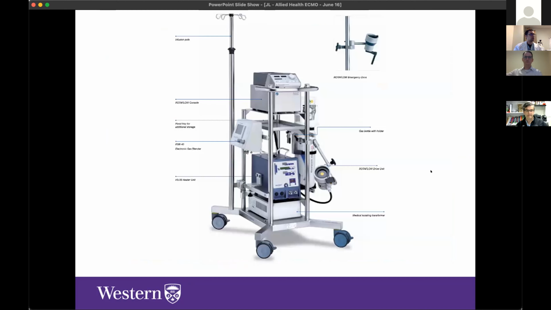And then that'll be set up on a cart like this with some other machines to monitor different metrics of blood temperature, oxygen saturation, and a heater-cooler exchanger at the bottom just to regulate the temperature of the blood in the circuit.